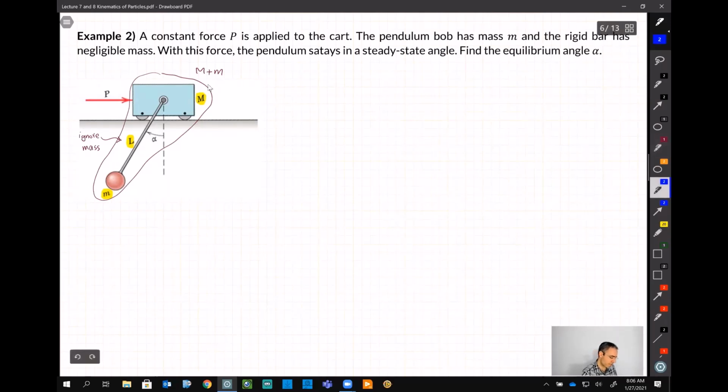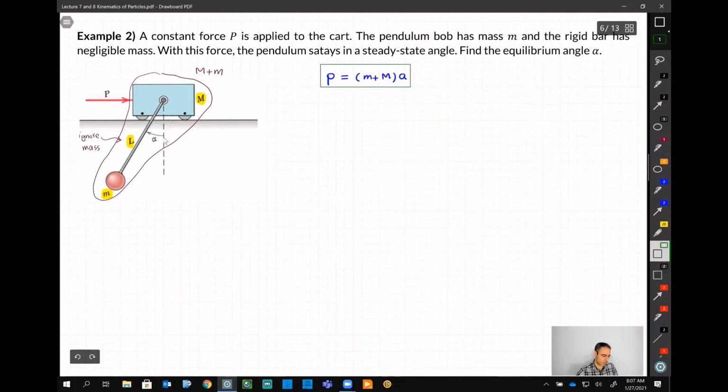So immediately I can write down, well, that's good, I know a good relation, F is equal to ma. So simply I can write P is equal to (M plus m) a. That's one relation that we figured so far. So we keep it for now. It's not going to solve our problem because we are looking for this angle alpha.